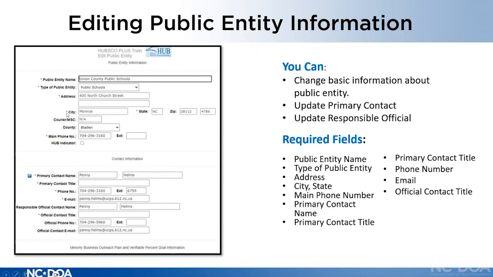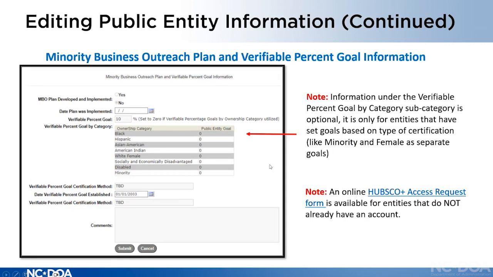So this is Union County Public Schools. It has basic information about the public entity, the primary contact, the responsible official. It'll have a bunch of required fields that you have to enter so that we know how to contact the people to say, hey, you've got a report coming up, or if we have a question about anything, we can follow up with folks. And sometimes we do have questions because we send out emails and we get bounce backs. And if we find that we don't have anybody from an entity with a valid email address, we're probably going to need to call and ask who needs to be the contact here.